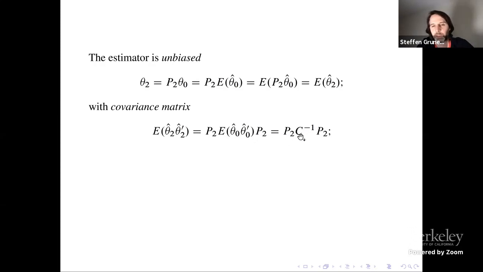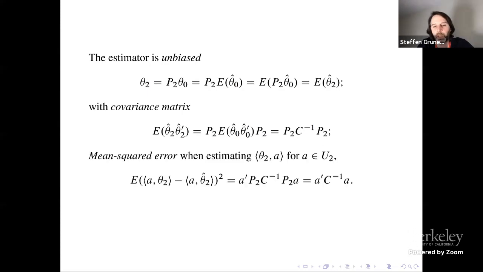So the covariance matrix is changed through these orthogonal projections, which you multiply on the left and on the right side onto C. Mean squared error, obviously, is then also straightforward, unbiased. We know the covariance, no surprises here. In particular, if I look at an element in subspace U2, because the orthogonal projection applied to an element in U2 just gives back the element, the mean squared error corresponds to A transpose C minus 1 A.